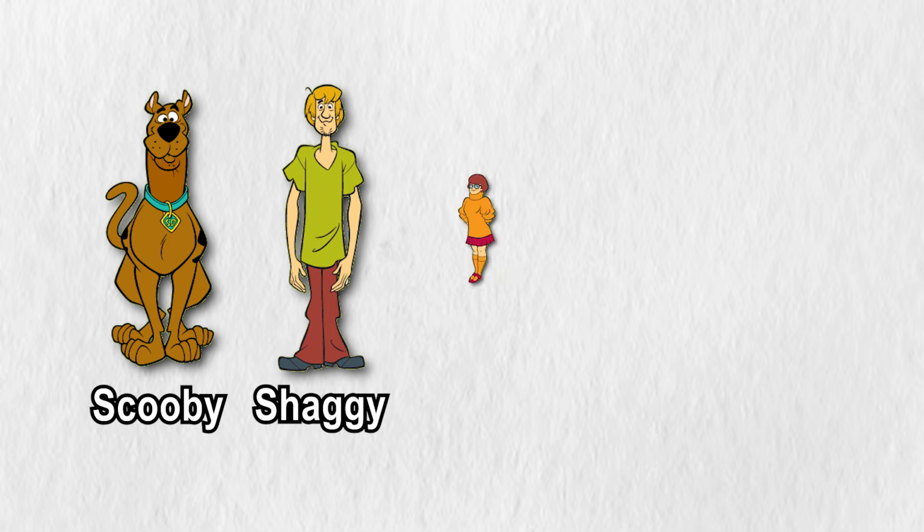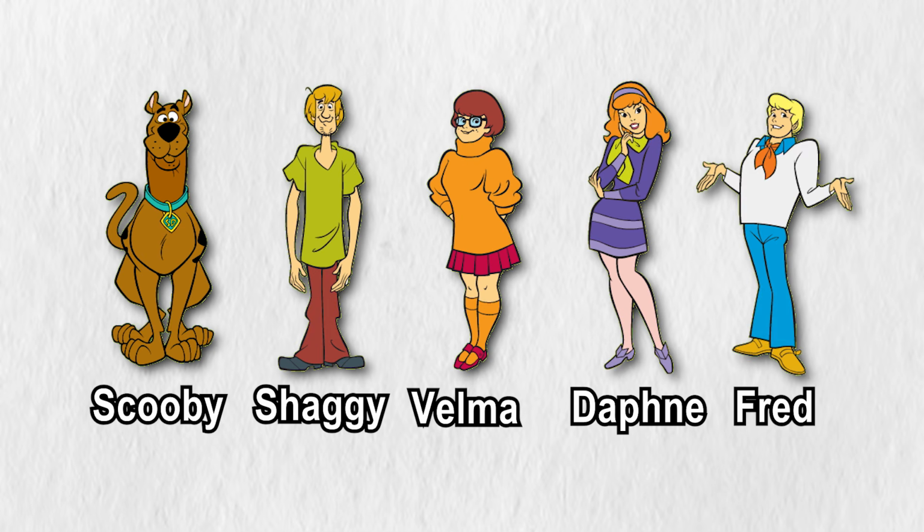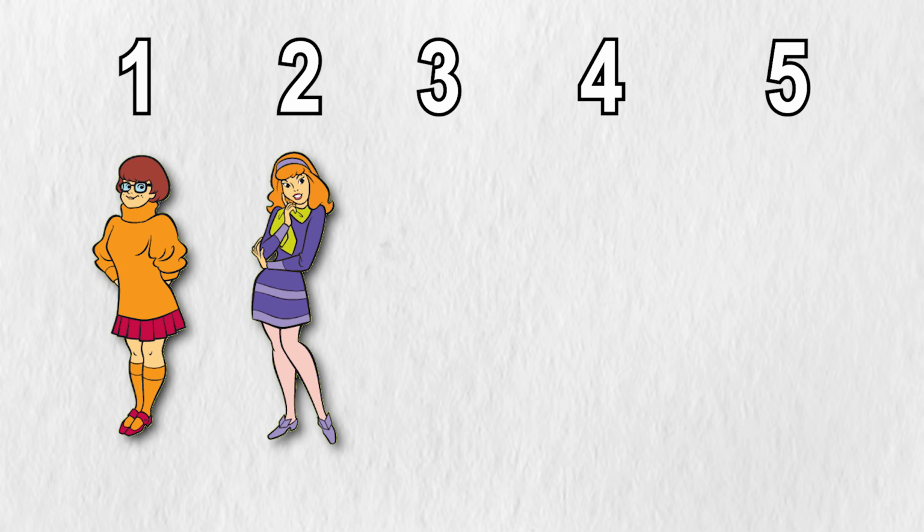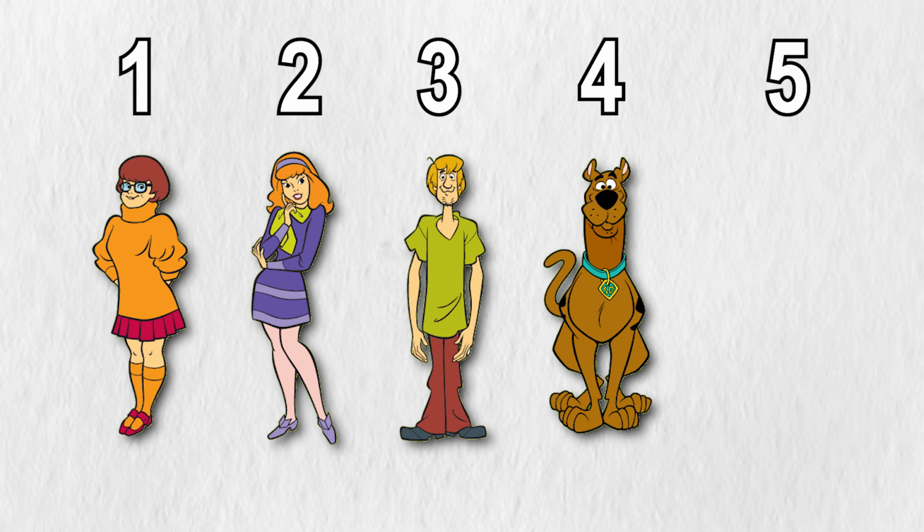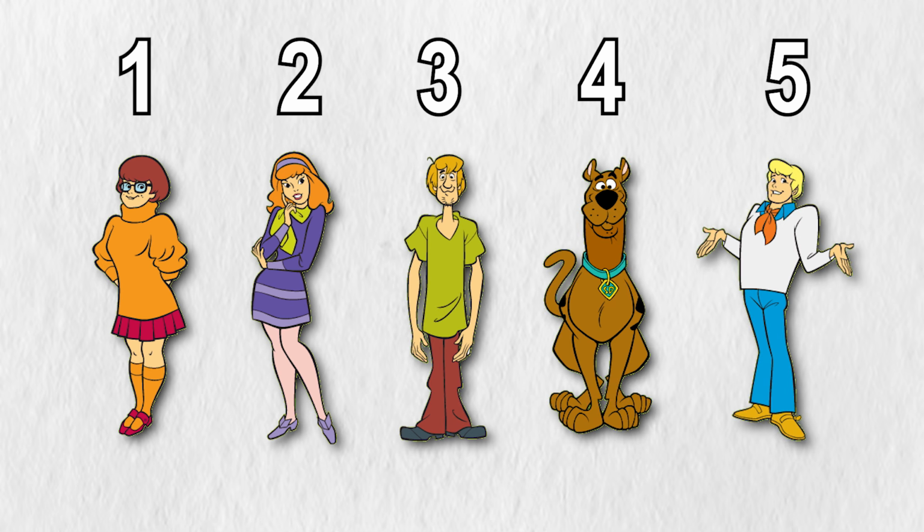Now let's imagine something a bit bigger. Imagine a 5-way contest. Oh, so many people. Our candidates are now Scooby, Shaggy, Velma, Daphne, and Fred. Who's your favourite? For me, Velma 1. Daphne 2, Shaggy 3, Scooby 4, and Fred is at the bottom where he belongs, at 5.